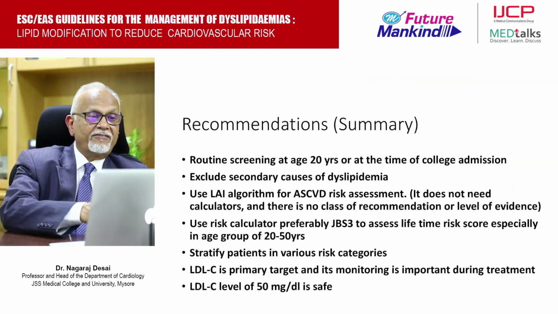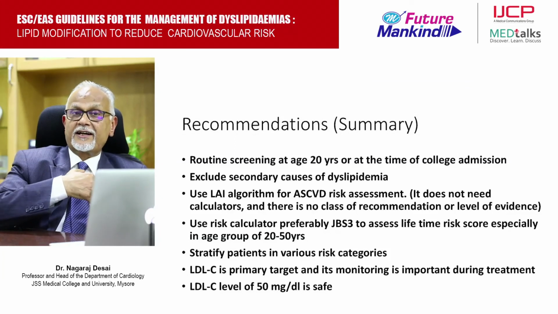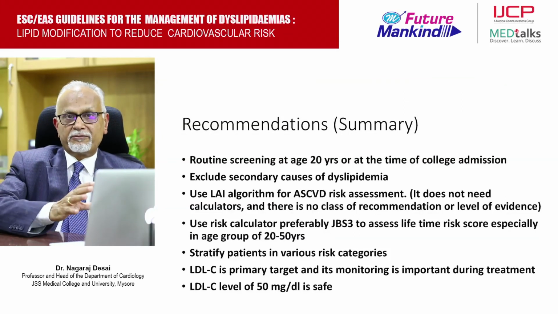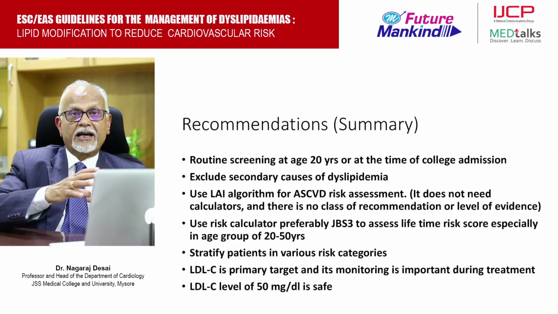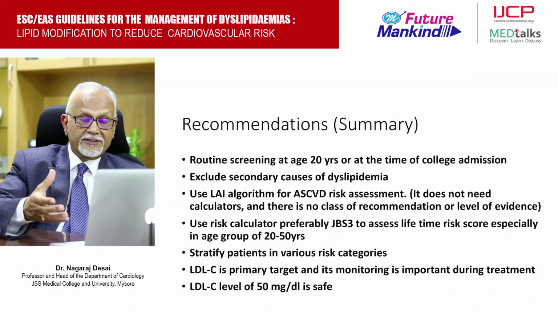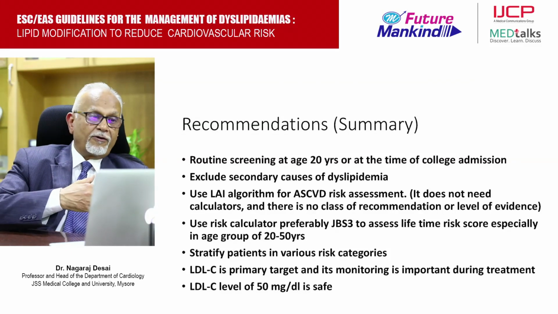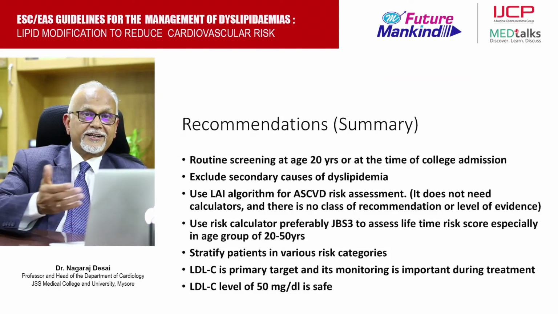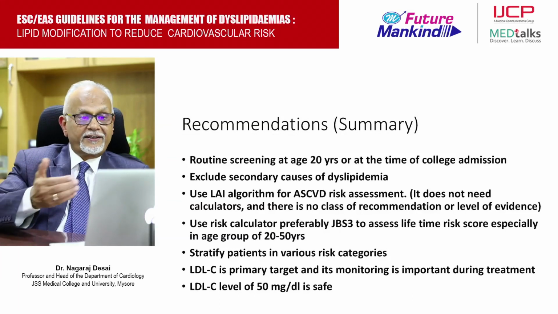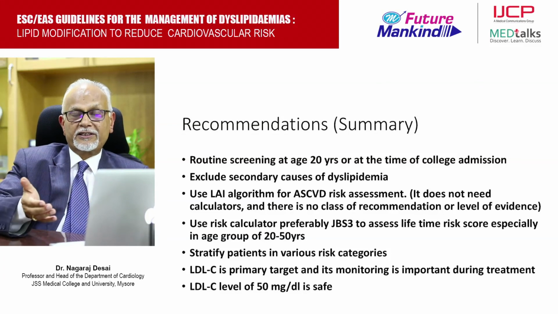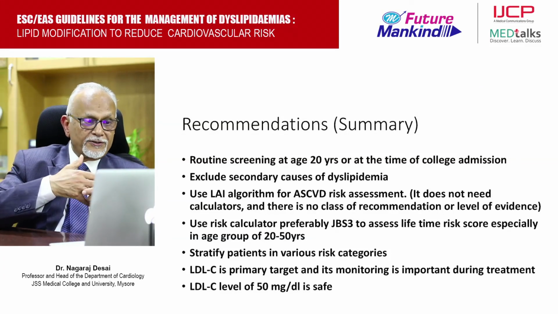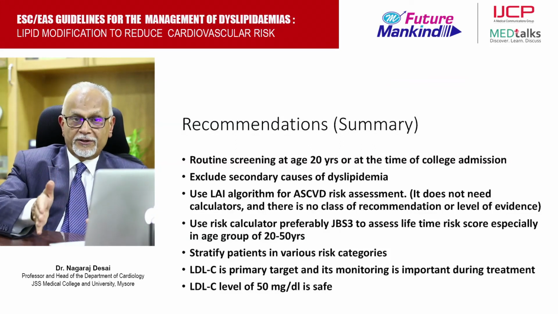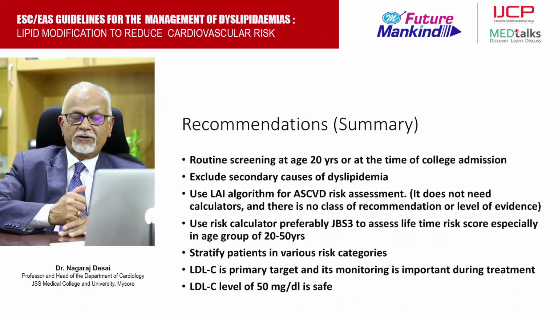So to summarize, we should have routine screening for all Indians at the age of 20, or as they are getting admitted to the hospital. Once we have a lipid abnormality, it is our duty to make sure that secondary causes of hyperlipidemia are ruled out, for instance alcoholism, hypothyroidism, and so on. We would like to use risk assessment scores and make sure that we use the correct score for our population. The Joint British Societies' 3 score is very useful for us simply because it included South Asians also. We categorize these people into very high risk, moderate risk, and low risk categories. An LDL cholesterol of less than 50 milligram is safe.